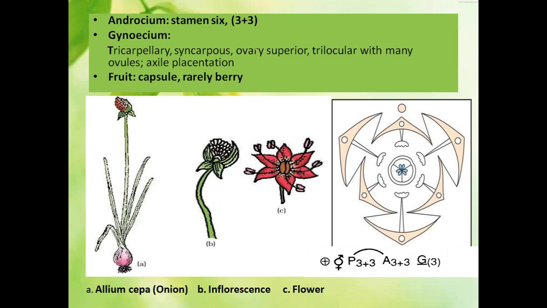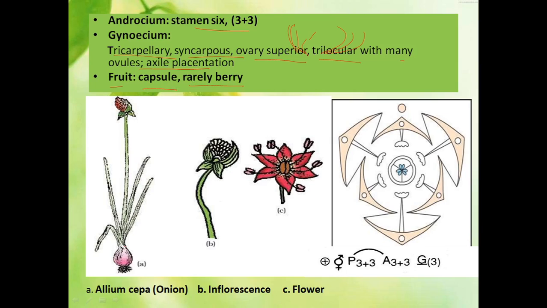If we discuss the androecium, the number of stamens is 6, that is 3 on one side and 3 on the other side. The arrangement is always 3 over here and another 3 arranged over here. The gynoecium is tricarpellary, syncarpous, ovary superior, trilocular with many ovules, axile placentation. Fruits are capsule, rarely berry.